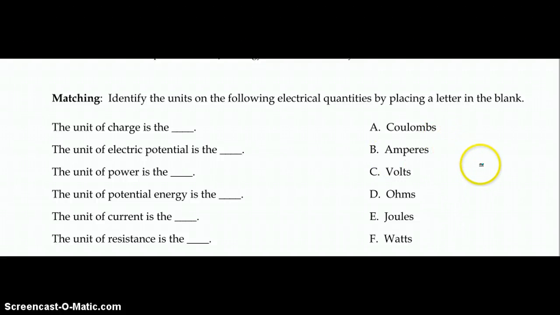Okay, welcome to the third and final screencast for power and electric potential in basic DC circuits. This goes with guide sheet number 4, which is what I'm looking at right here. First is a quick matching using the units.